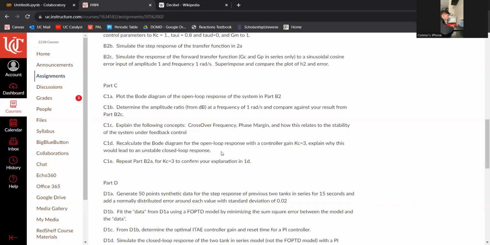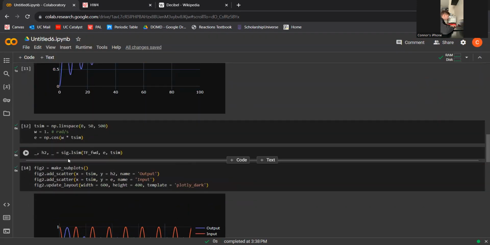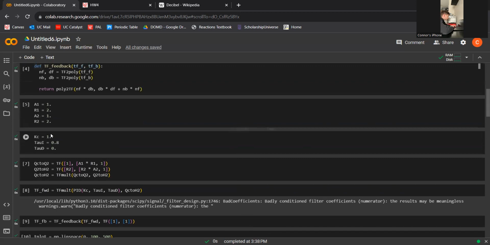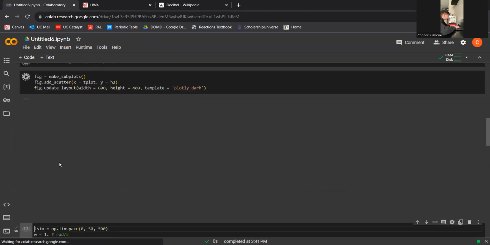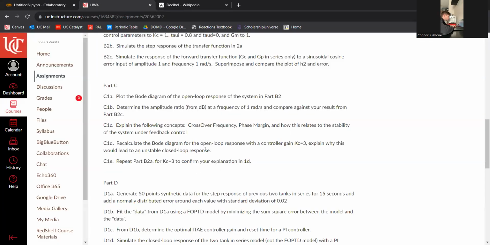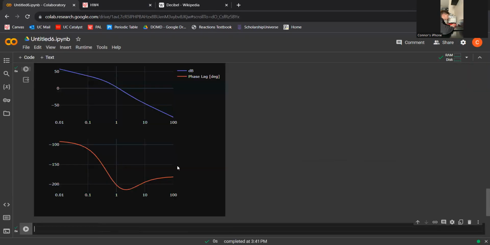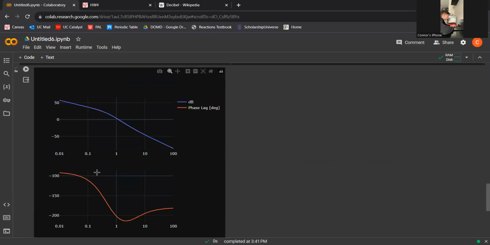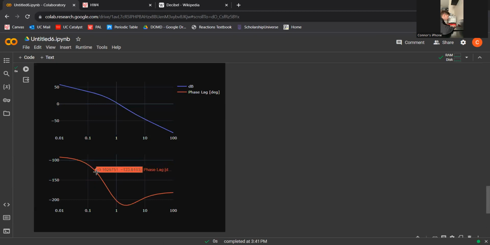So if we want to take a look in parts D and E at what an unstable system looks like, we can increase our proportional controller gain from 1, where it is now, to 3. So if we go up here and change this to 3 and take that all the way down, we want to look at the Bode diagram for this one. So we hit 180 around here. This is our crossover frequency.